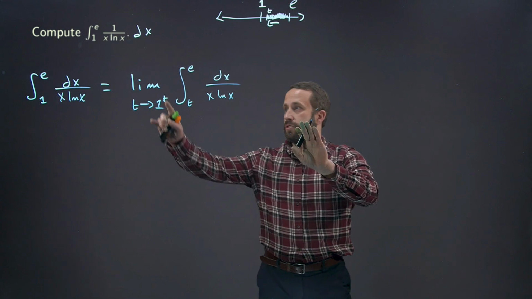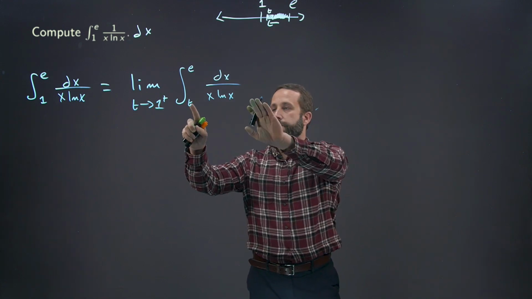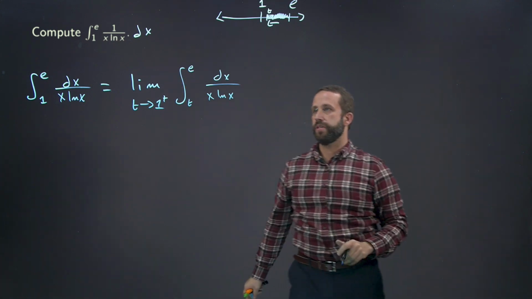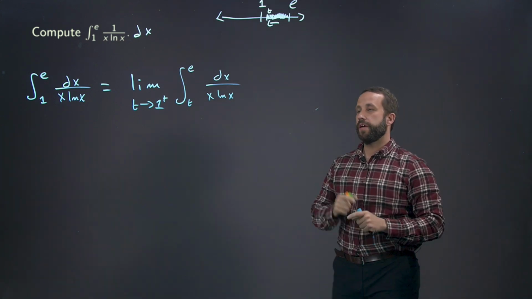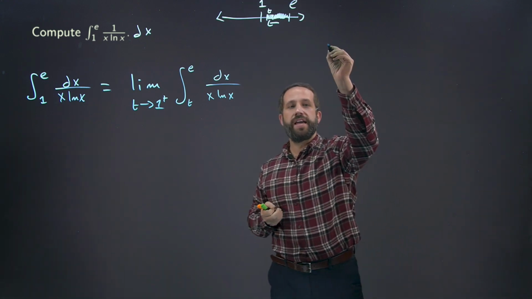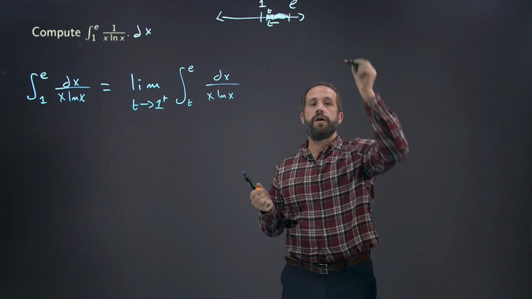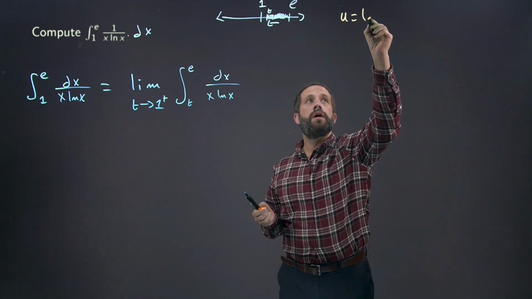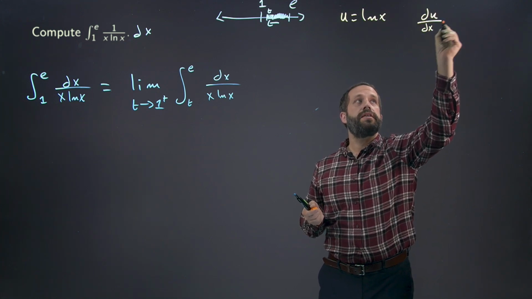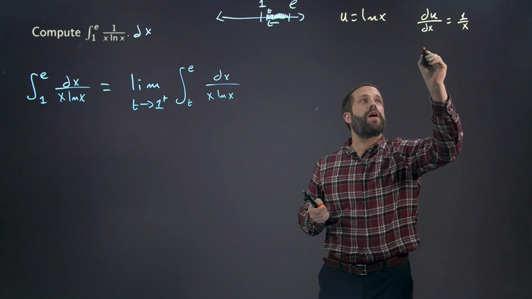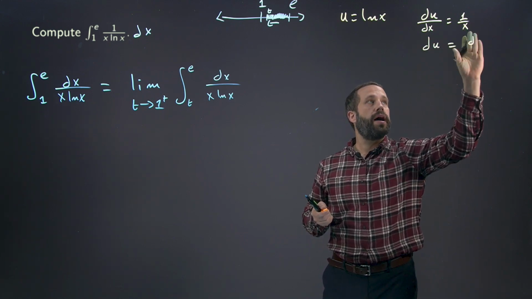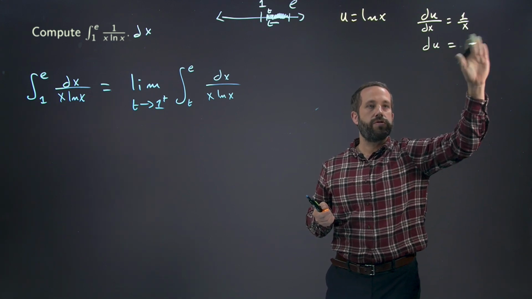Now for a moment, don't keep writing the limit here, but let's just look at this integral. If this is the integral that we were given to do, how would we do it? I think we would do this by u substitution. Let me do a little scratch work over here. We would say that u is equal to the natural log of x, and therefore du/dx is equal to 1 over x. So du is equal to dx over x.